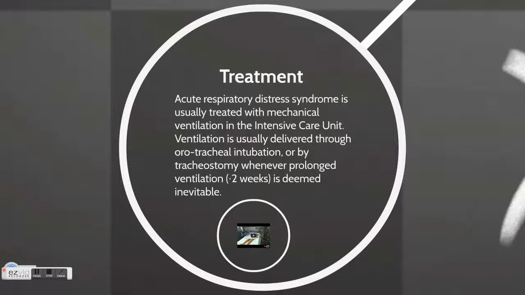Treatment: acute respiratory distress syndrome is usually treated with mechanical ventilation in the intensive care unit. Ventilation is usually delivered through oropharyngeal intubation or by tracheostomy whenever prolonged ventilation, 2 weeks, is deemed inevitable.